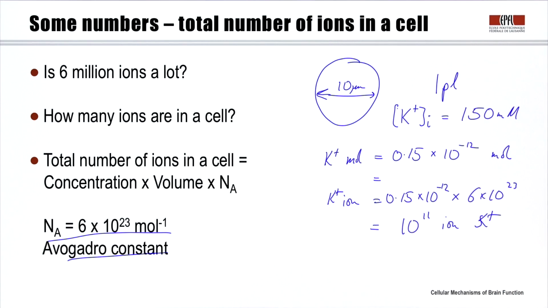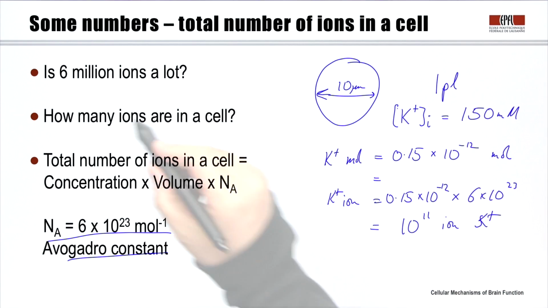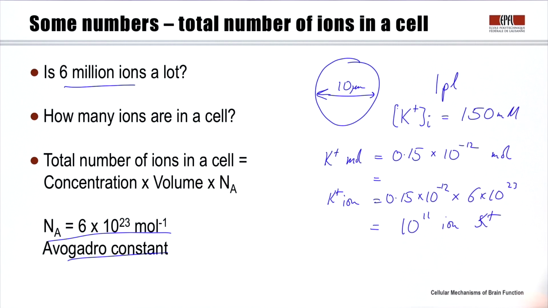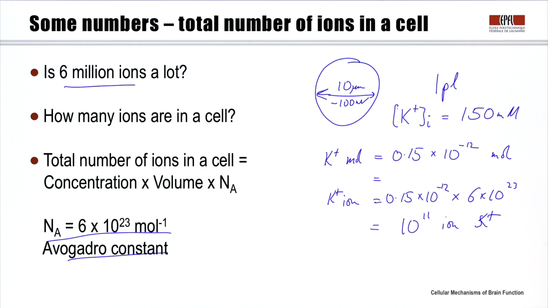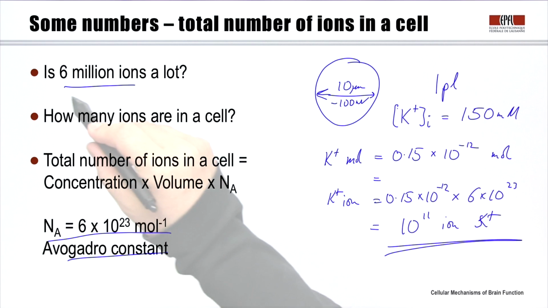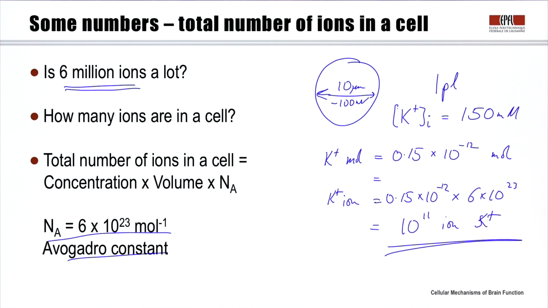inside an individual cell. So we found that we needed to move 6 million ions to generate the minus 100 millivolt membrane potential, but inside a cell we have 10 to the power of 11 ions, 100,000 times more than are needed to generate the electric field.